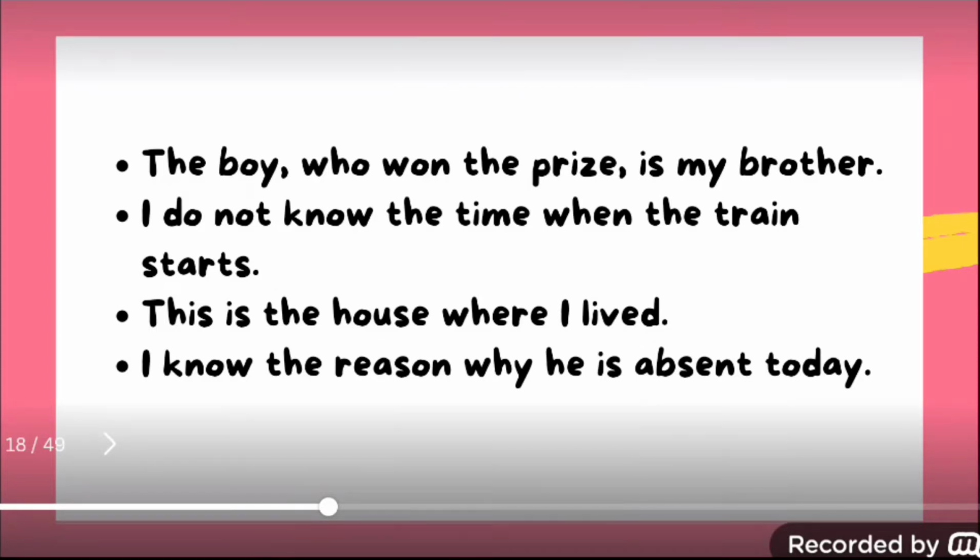So since this dependent clause describes the noun the boy, we can say that it is an adjective clause. Next example, I do not know the time when the train starts. I do not know the time is an independent clause. When the train starts, that is a dependent clause.